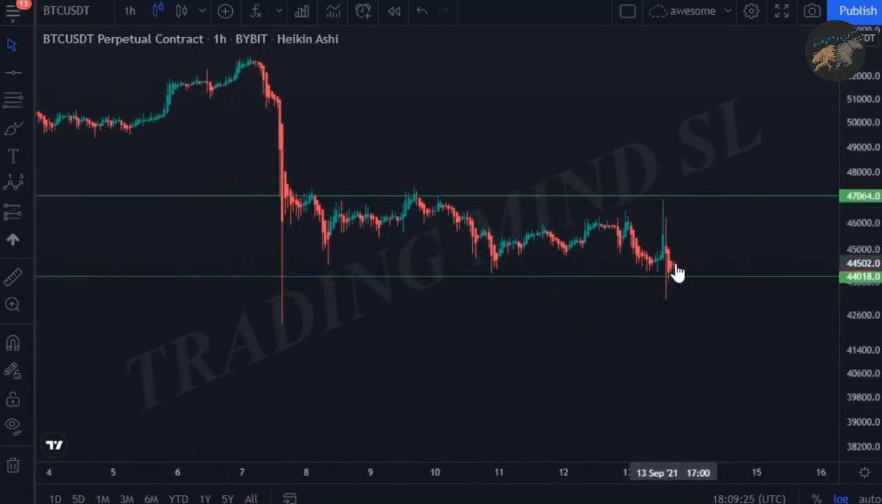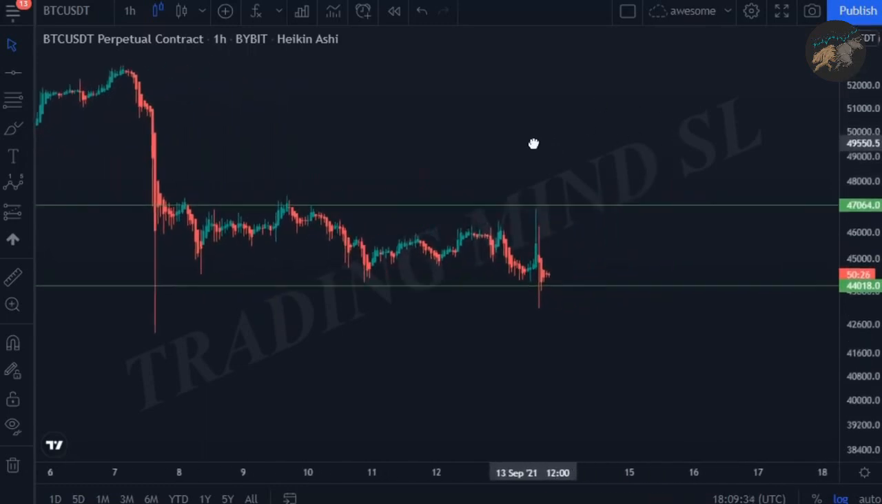If a completed green candle bounces from the support line, this may cause the price to rise. But if a completed red candle breaks through the support line, this may cause the price to go down.